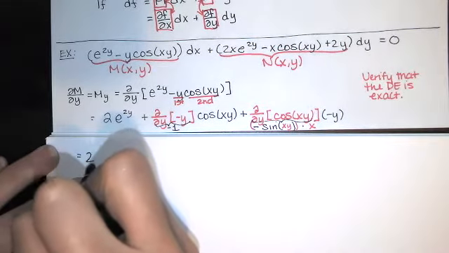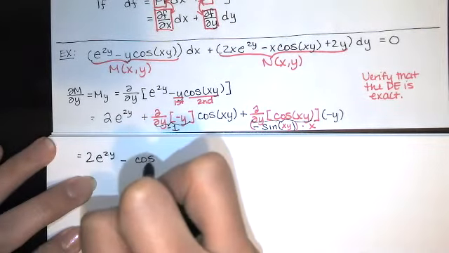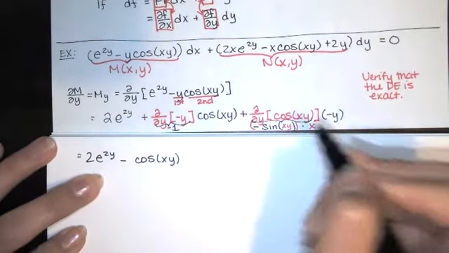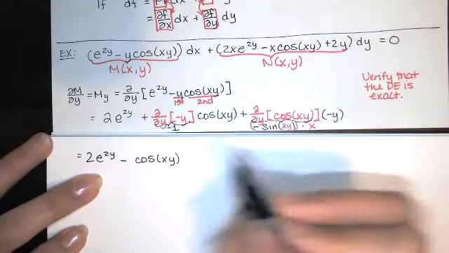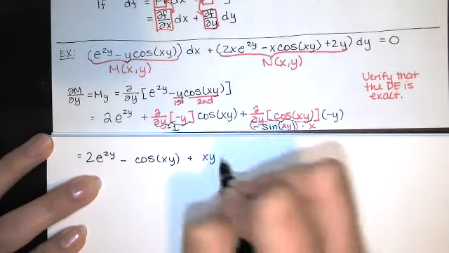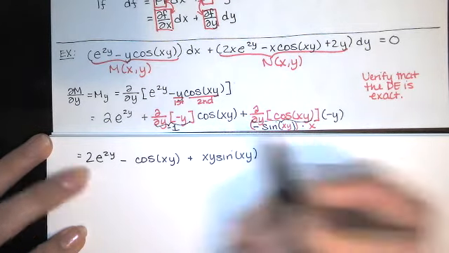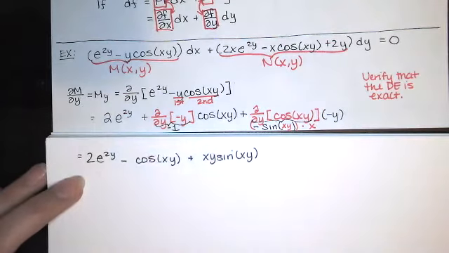So we have 2e to the 2y minus cosine of xy. And then I've got a negative times a negative, that's a positive, and an xy, I'll put that out front. So I've got xy times sine of xy right there. So that's the partial of M with respect to y.